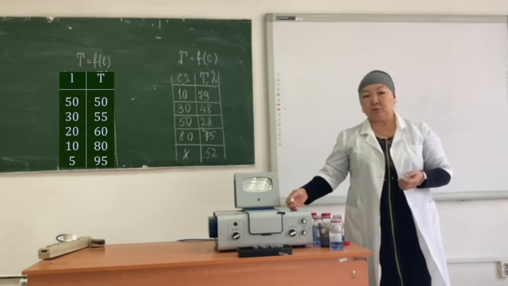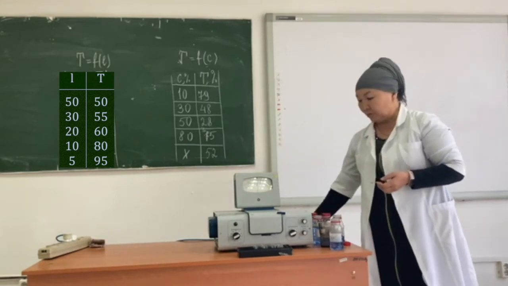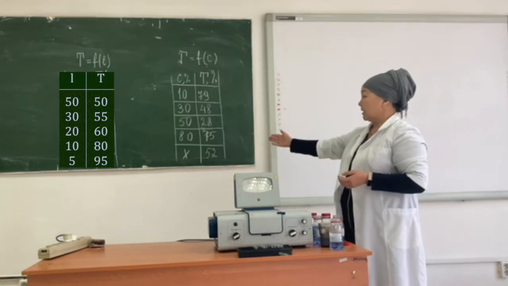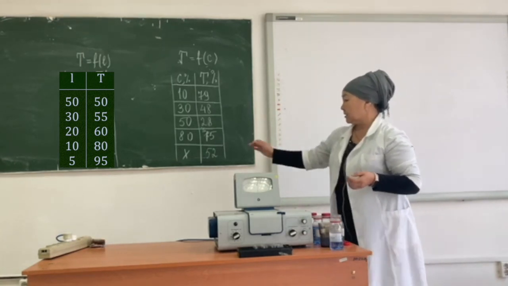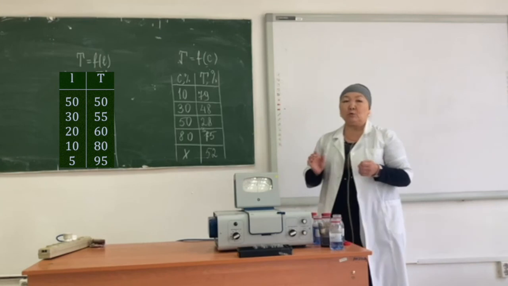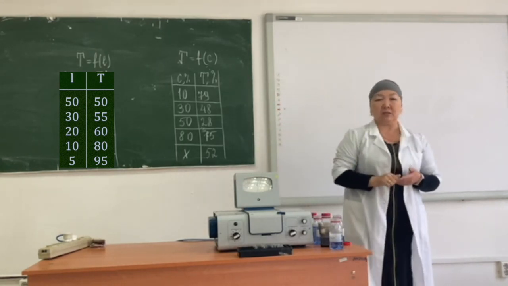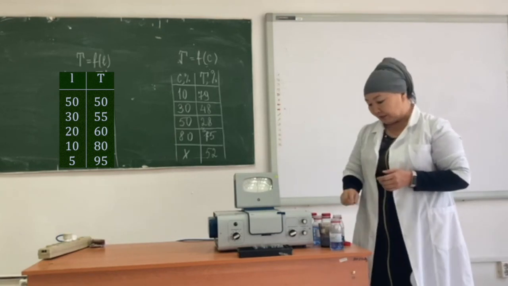With the help of a photocolorimeter, today we carried out work to determine the concentration of colored solutions. In order to determine the unknown concentration, first we need to build a graph of dependence using the obtained data, and from this determine the unknown concentration.